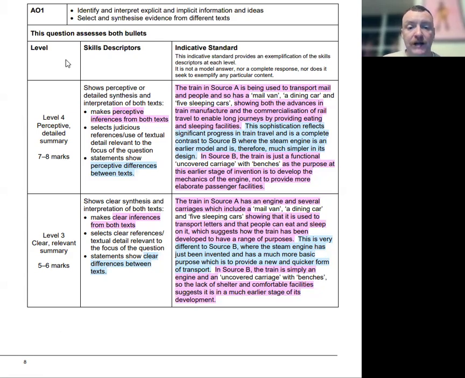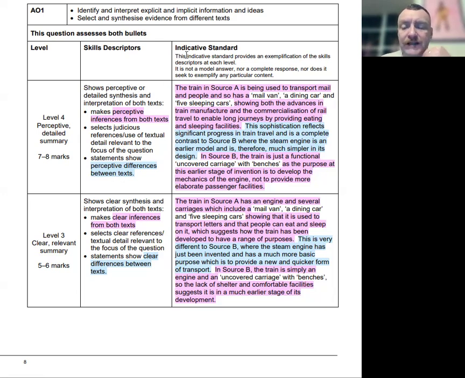So level 4, we've been asked to make perceptive inferences from both texts, select judicious references. You are the judge, you decide which best reflects the train journeys and also perceptive differences between the texts. So you're looking for clues, what is different. We know that there is going to be some difference because of the time periods from which both texts were published, and we know there's going to be some technological differences, don't we? We also know there's going to be some language differences. So we have some clues already.